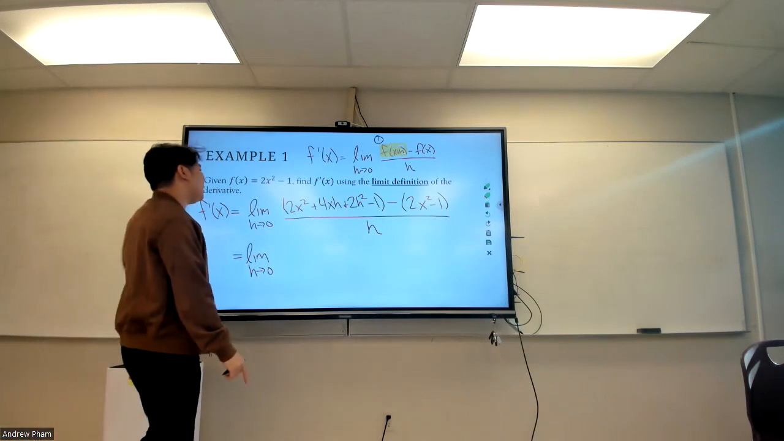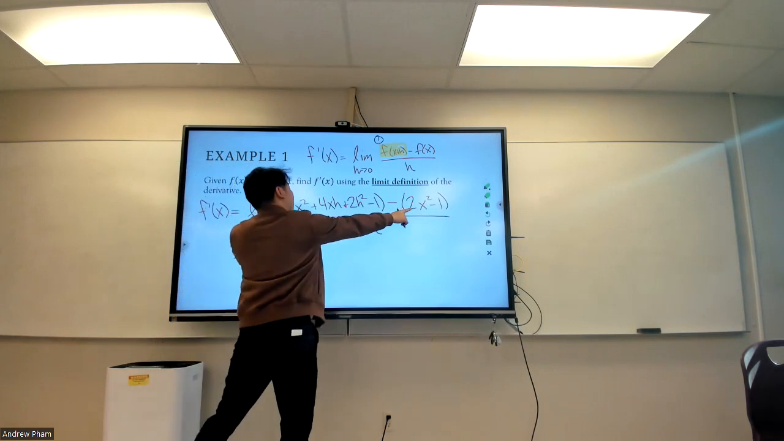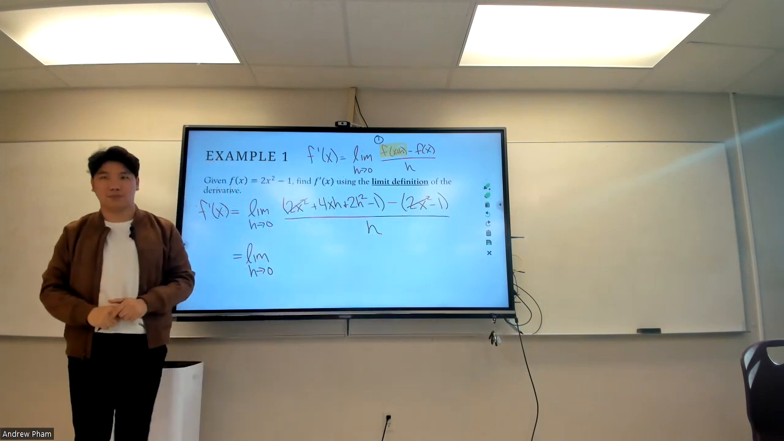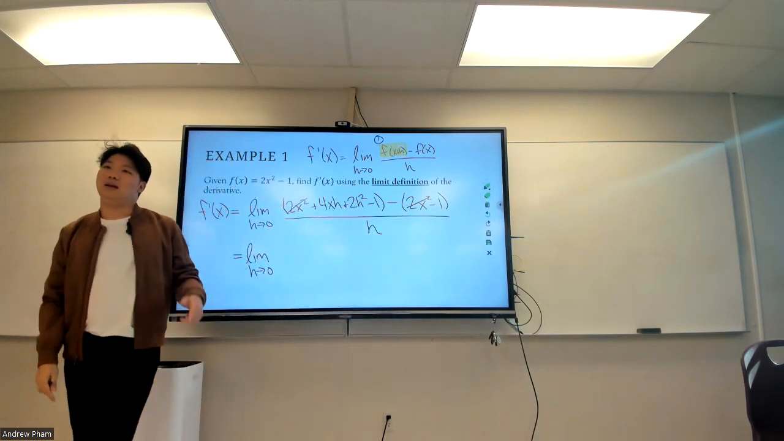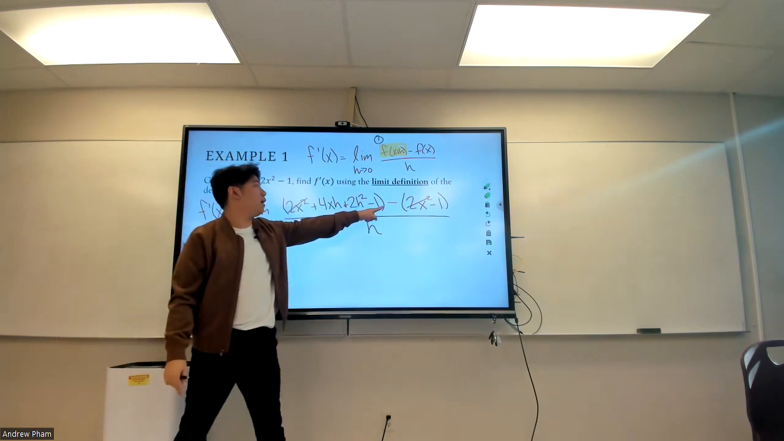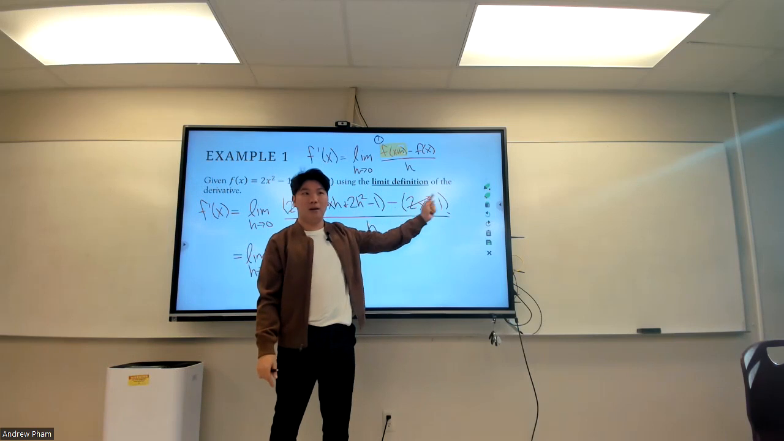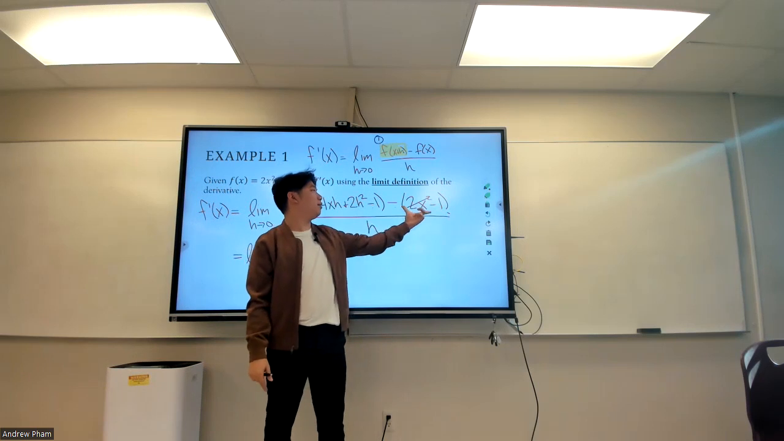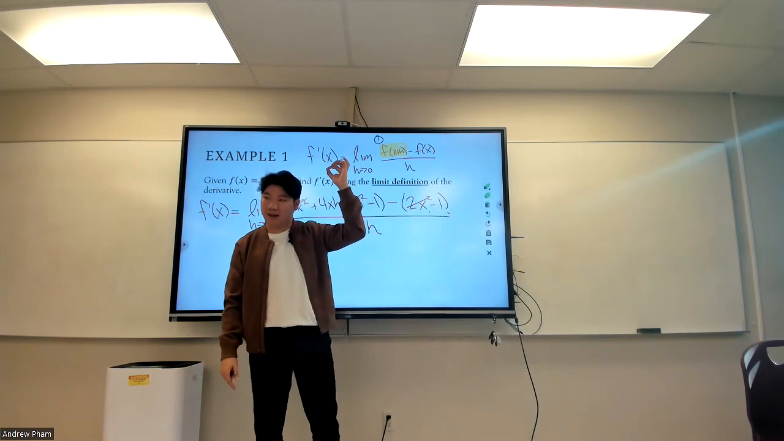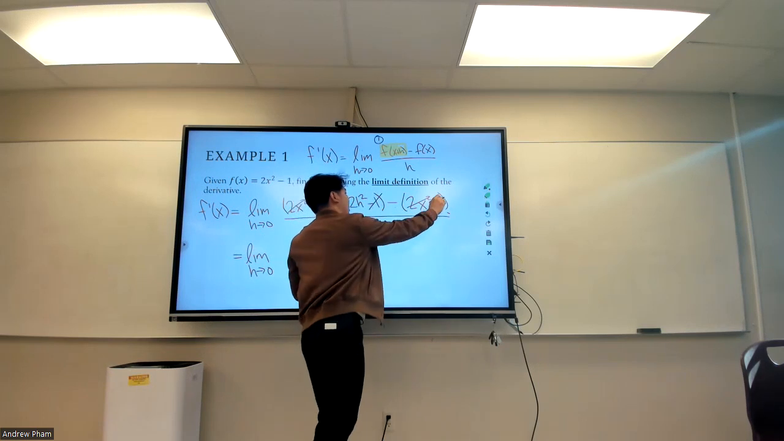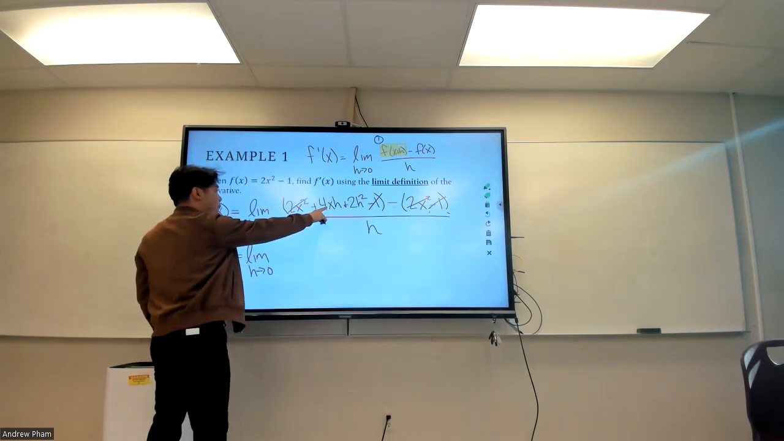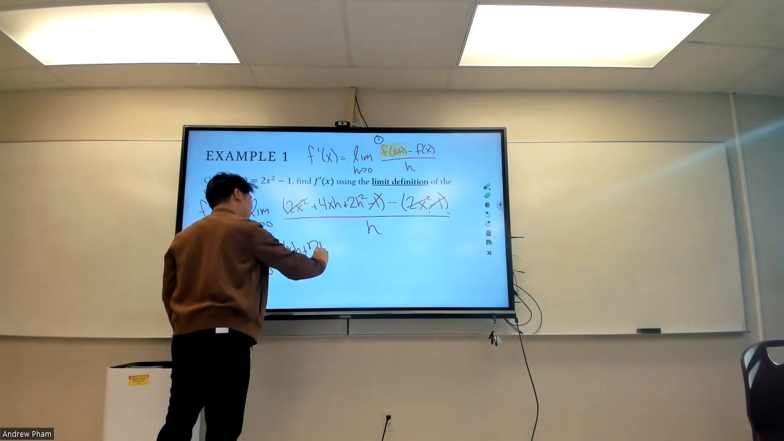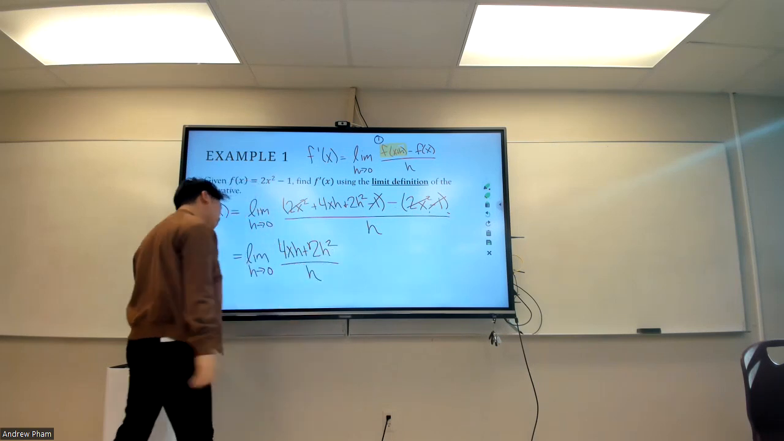Yeah, so first off, I got 2x squared minus 2x squared. Those are for sure going to cancel each other out. And then I have -1 minus -1. I know whenever I do minus -1, it becomes a +1. So really, -1 plus 1, I also get that they cancel each other out. So these are gone. So I'm left with 4xh plus 2h squared all over h.